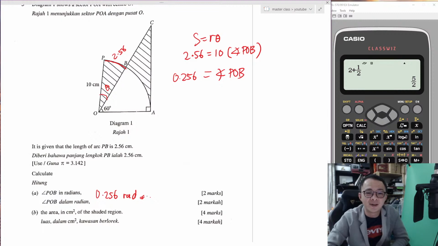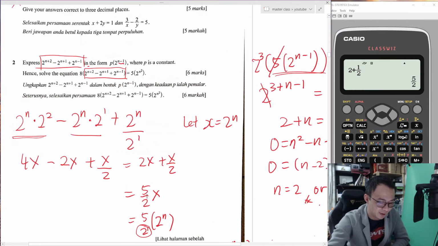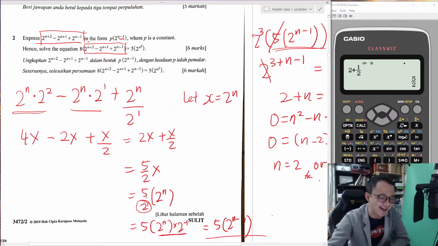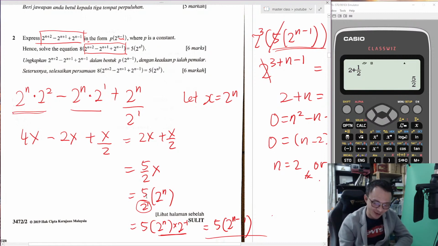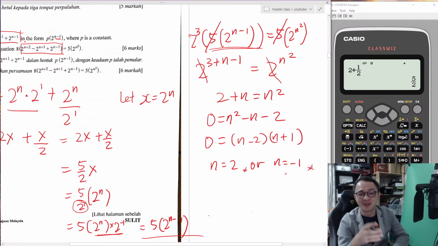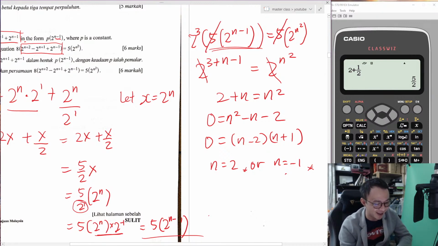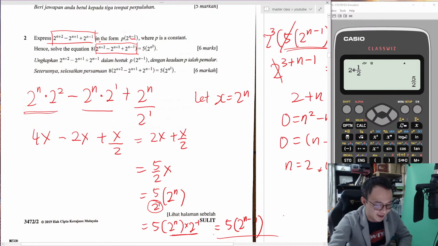Why can't n equal negative? Oh, in this case, n can be negative. I thought we were doing the progression. No, we are not doing the progression. So both answers should be accepted here. Sorry about that, and thanks to the student, Haji Jamar, for asking about this question. In this case, n can be negative. No problem, this is indices.